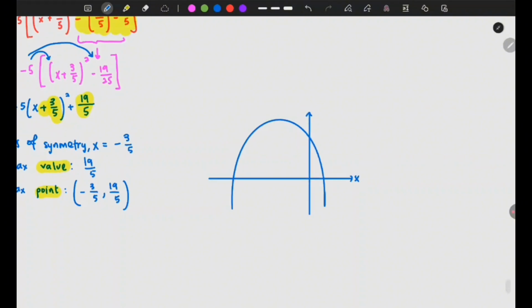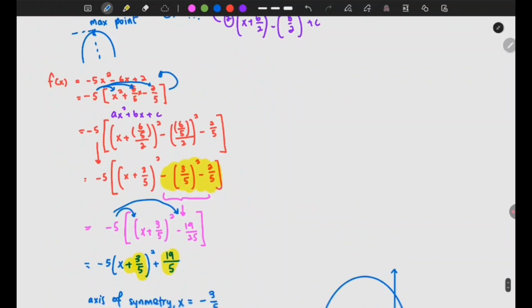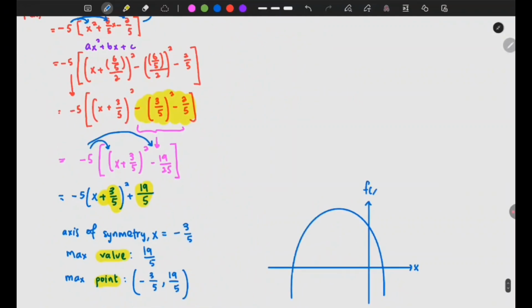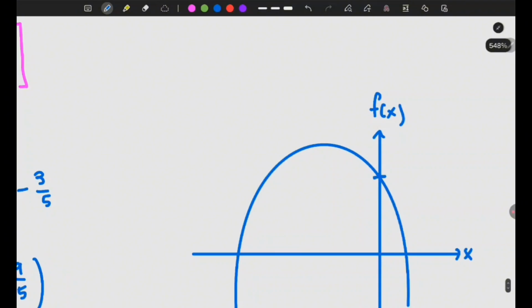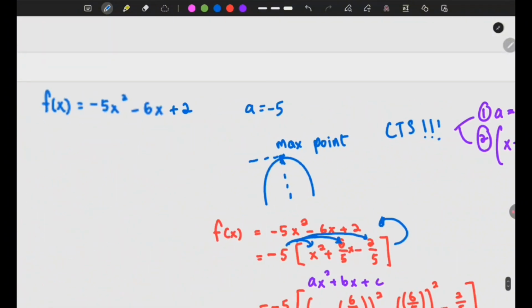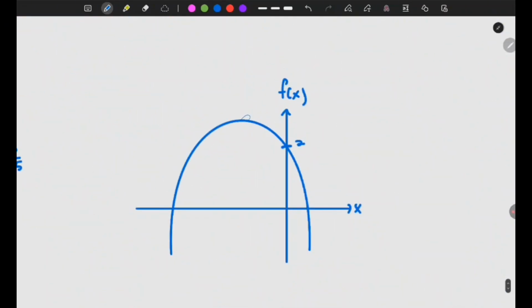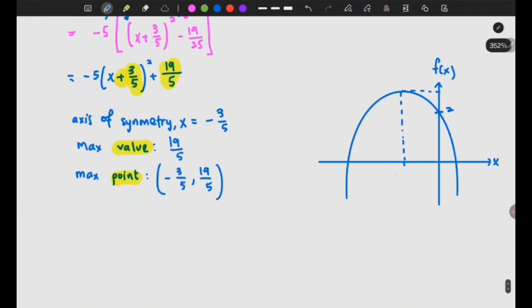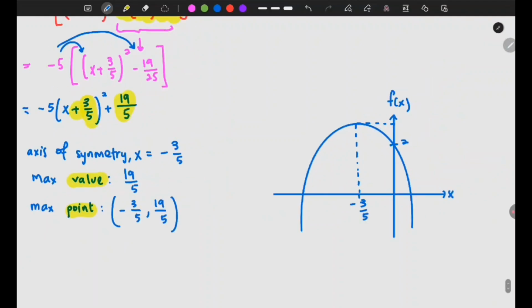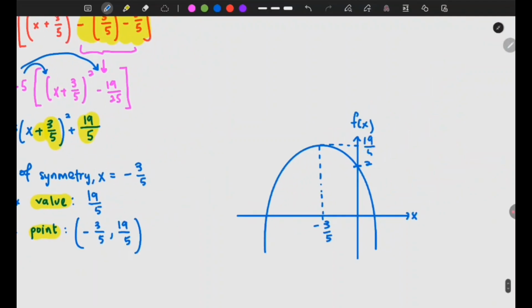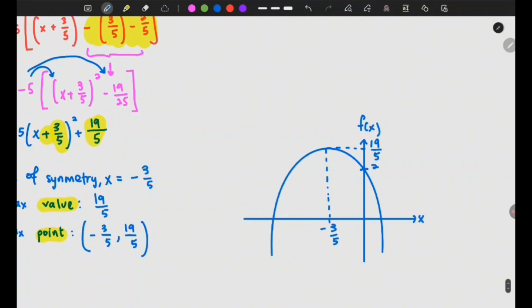And then the maximum point. So what's the value? Negative 3 over 5, 19 over 5. So that will be the maximum point. So the coordinate will be negative 3 over 5 and 19 over 5. This will be the maximum value. If they ask you to sketch the graph, this is how you sketch the graph also. And don't forget the origin. Origin is also important.